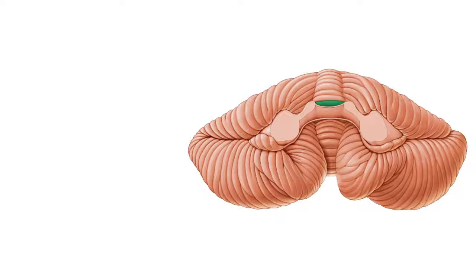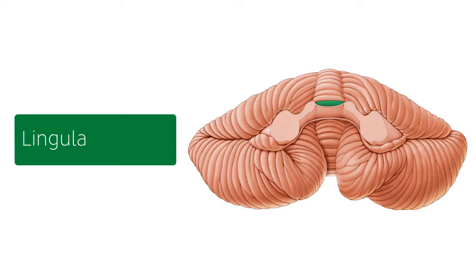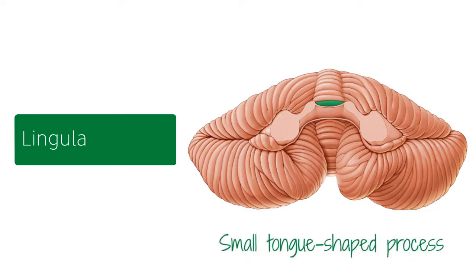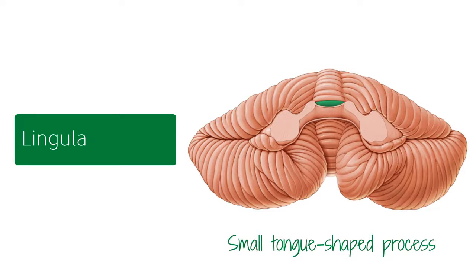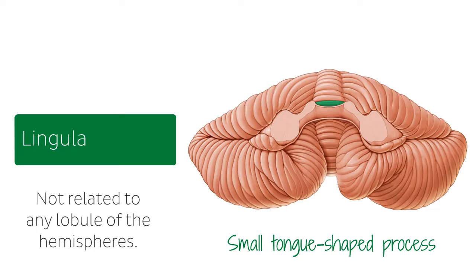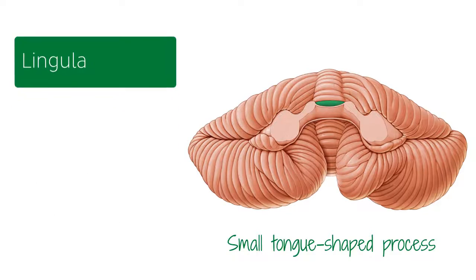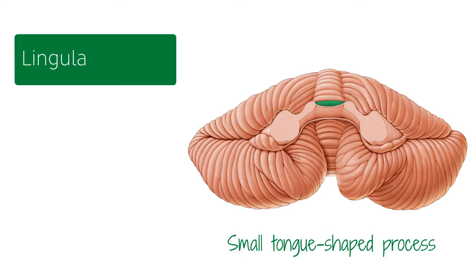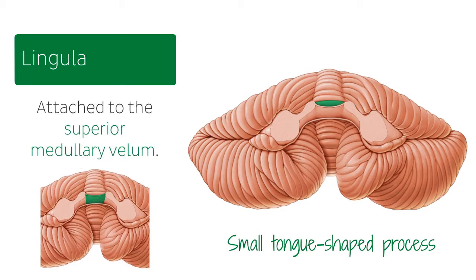So now let's take a look at the lobules of the vermis, starting with the first lobule of the upper portion of the vermis, which is known as the lingula. Now, the lingula is a small tongue-shaped process, and as you can see in this illustration, it is the only part of the vermis that is not related to any lobule of the hemispheres. Another important thing to remember for the lingula is that it is attached to the superior medullary velum, which you can see here highlighted in green.